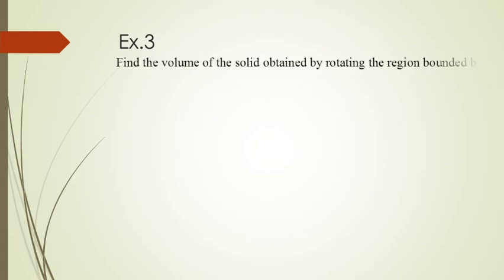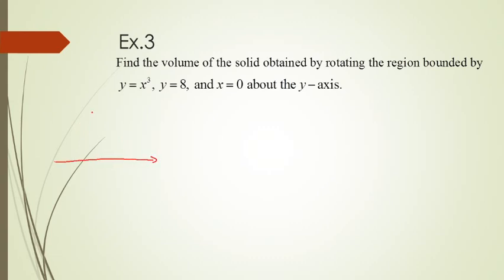Now let's look at one more example. Find the volume of the solid obtained by rotating the region bounded by y equals x cubed, y equals 8, and x equals 0, rotating about the y-axis. Let me show you the region first, then figure out how the solid looks after rotating.